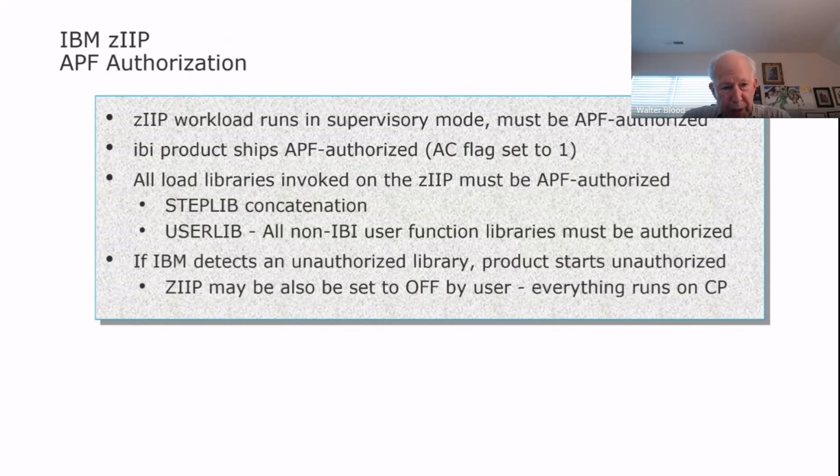If, when running, the operating system detects an unauthorized library, and it does this right as it starts up, the product will start unauthorized. And it'll continue to run, but it's going to be running on the CP. It will not offload the work that you want to have offloaded, and it will not potentially save you some money because you're running on a processor that is not incurring CPU charges.